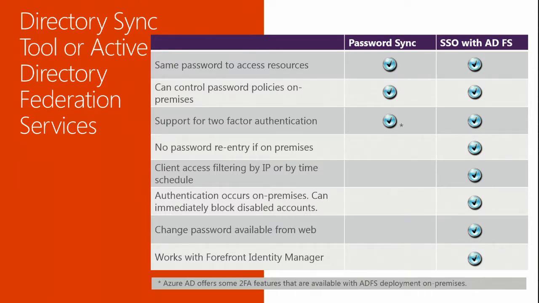Authentication occurs on premises. Can immediately block disabled users. So there's a couple of reasons why some organizations will require all authentications to happen on premises. One is so that you can turn off a user like that, and you know they're not going to be able to get on ever again. But a more common one is for auditing. More companies will want to audit all their authentication requests and have them appear in a single log. And to do that means you have to have all those authentication requests happen in a single place. And you don't get that with password sync.